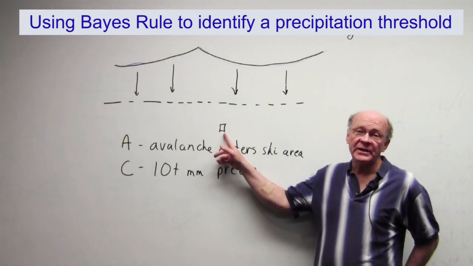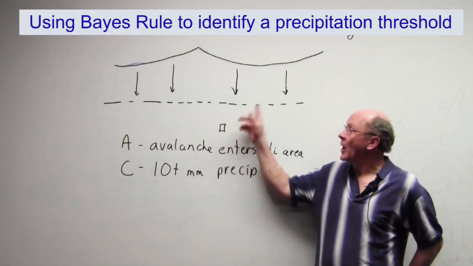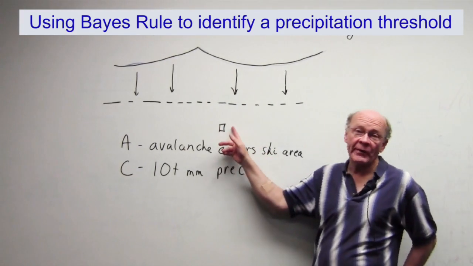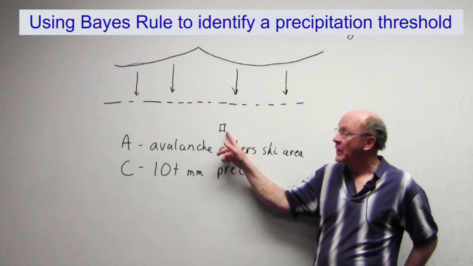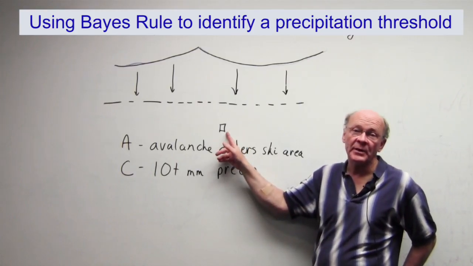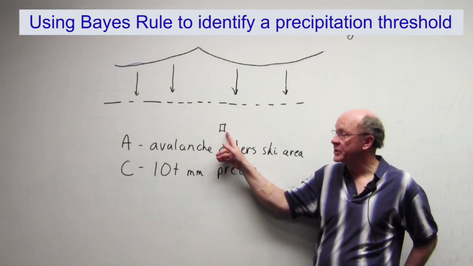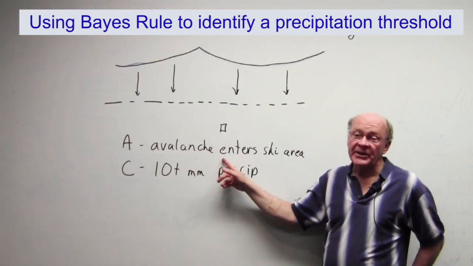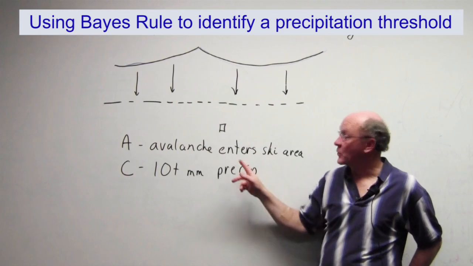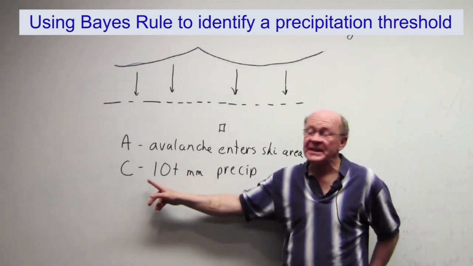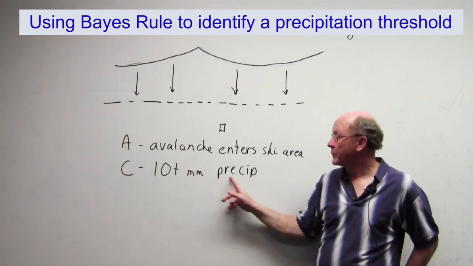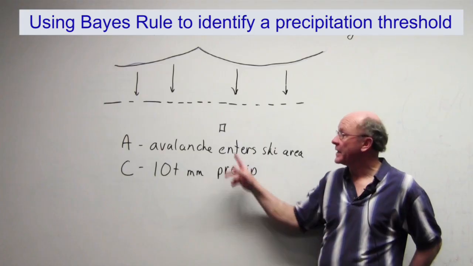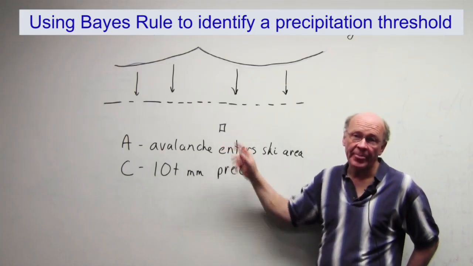The specific question in this example is, what are the odds of an avalanche entering a ski area from above after a night in which 10 or more millimeters of precip were recorded in the precipitation gauge? Let's define event A as an avalanche enters the ski area from one of these start zones above it, and event C is 10 or more millimeters of precipitation were recorded overnight in the precipitation gauge.